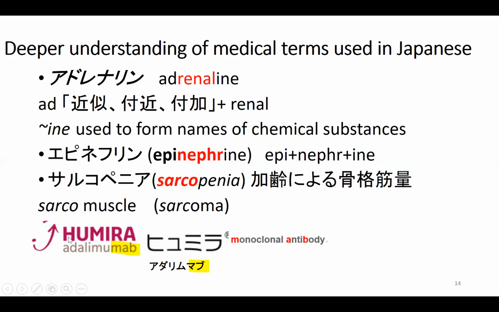And like a medicine, Humira, this is a kind of biological medicine, adalimumab, very difficult to say. But if you teach them that mAb means monoclonal antibody, then when you have a medicine with mAb, that's going to be a monoclonal antibody.